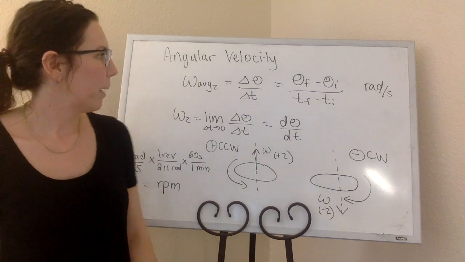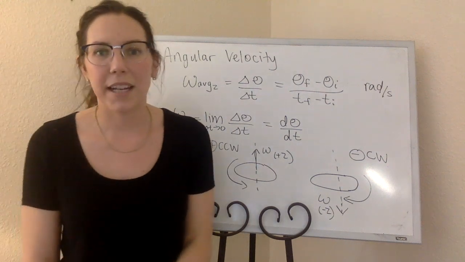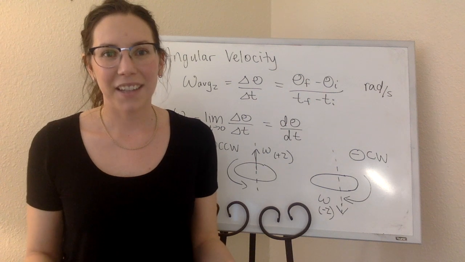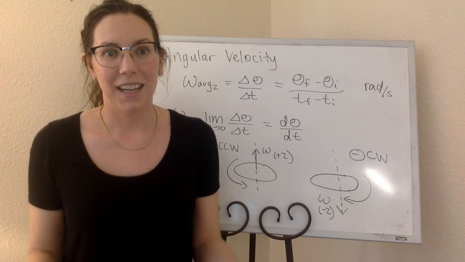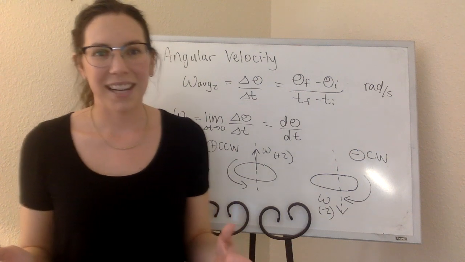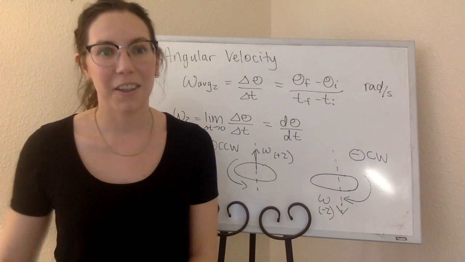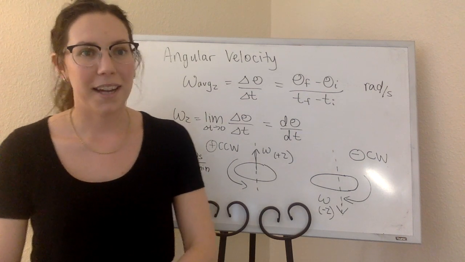Now notice that I've labeled this with a z here. That z is to show that if the object is rotating in the xy plane, then this angular velocity is directed along the z axis, the perpendicular direction. So however this object is rotating, the angular velocity is along its axis of rotation, which is in that third dimension. And there is a sign convention here that's used for angular velocity.